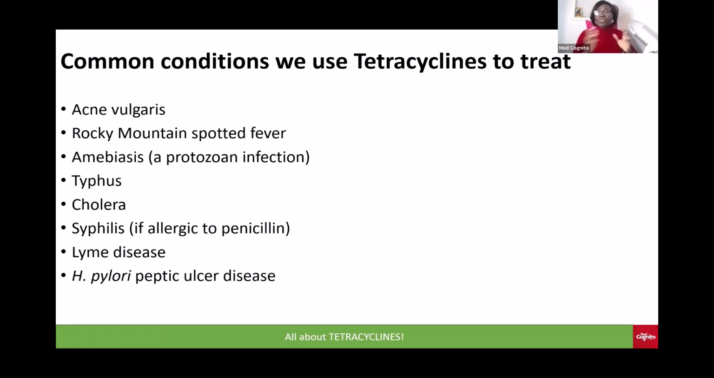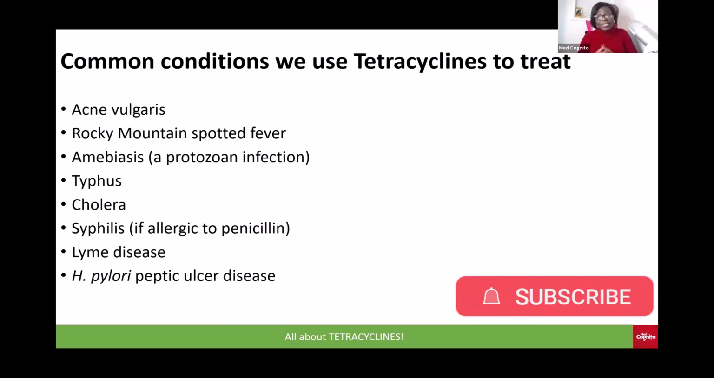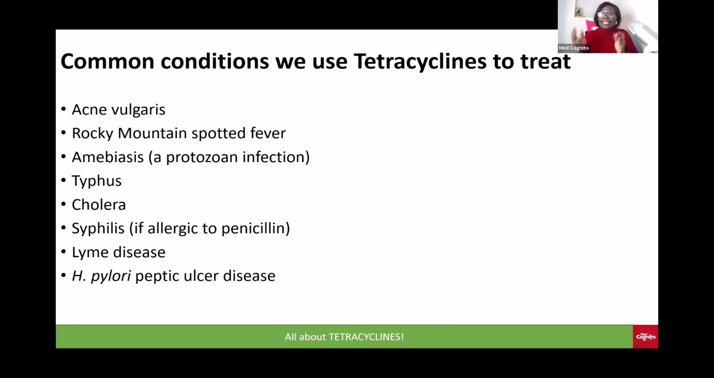So it's important that we know some conditions that we use tetracycline to treat. So tetracycline is used to treat acne vulgaris. Acne vulgaris. Rocky Mountain spotted fever. Amoebiasis. Typhus. Cholera. And is also used to treat syphilis in patients who are allergic to penicillin. You know that we usually give penicillins to clients with syphilis, but in case that client is allergic to penicillin, we're going to give tetracycline.